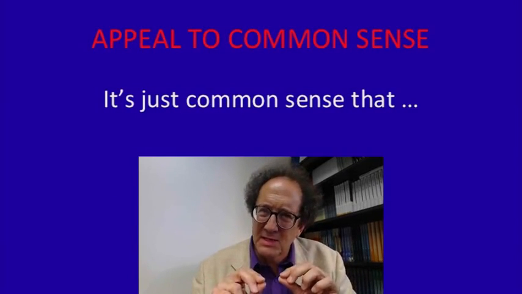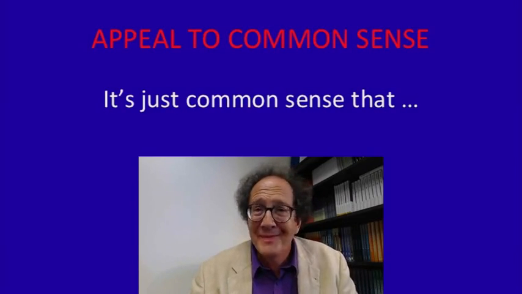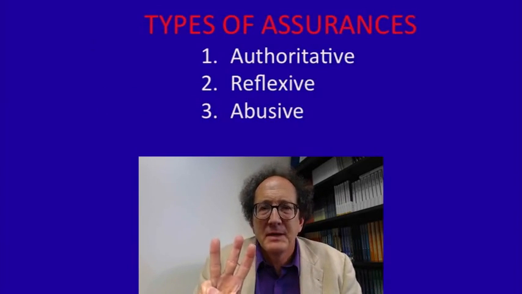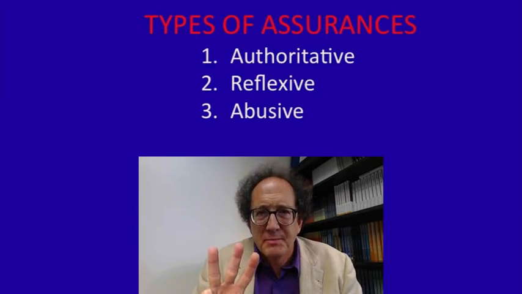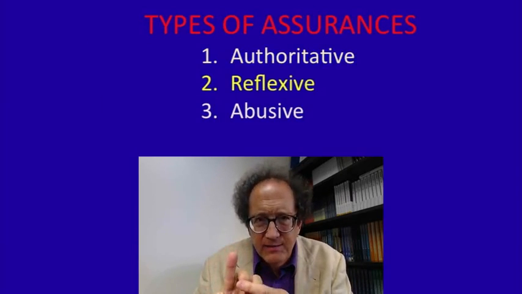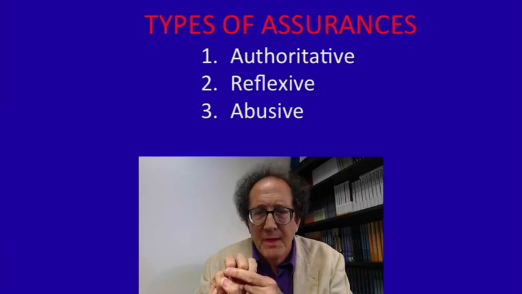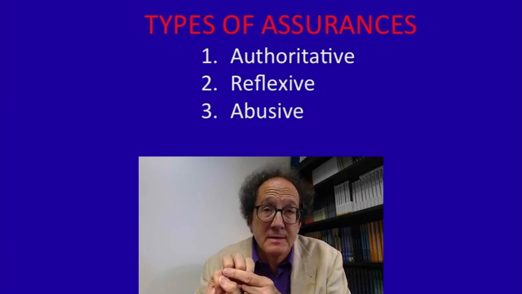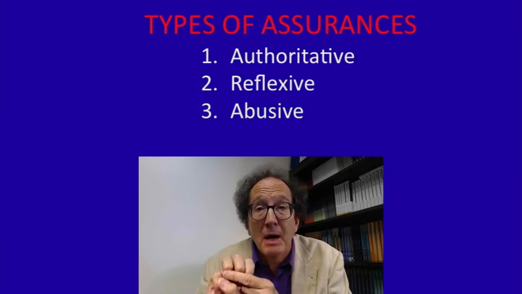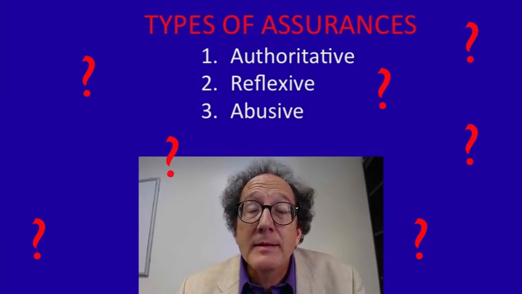So it's a little bit more subtle, but it shows that abusive assurances occur either subtly or openly all the time. So we've seen three different types of assurances. The first is authoritative, the second is reflexive, and the third is abusive. And they're all used in common speech to stop the skeptical regress problem. So why do we need any of these assurances in the first place?